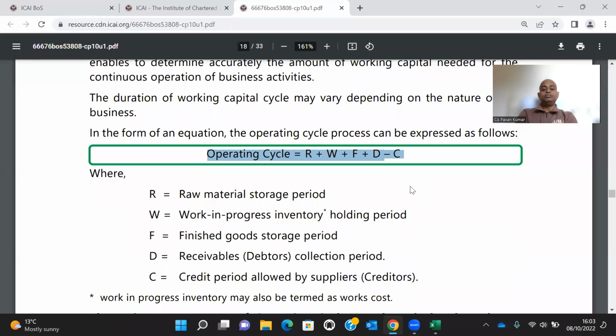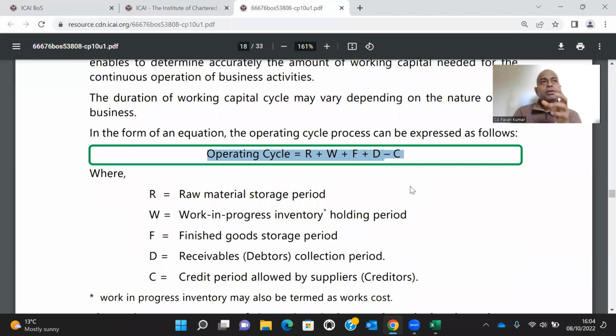Operating cycle is equal to R. What is R? Raw material storage period, or we call it RMHP, raw material holding period. Storage period or holding period is the same. How long you store raw materials in your godown before consuming it? Simple.